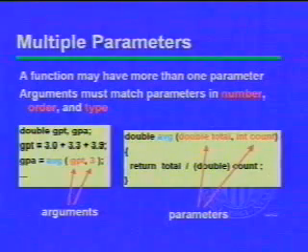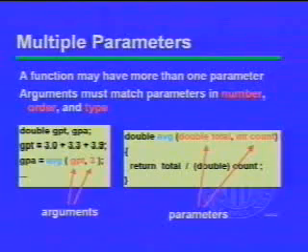Let's look at this example. On the right, we see a function named average. How many parameters does it take? 2. So when I call it, left-hand side, how many parameters must there be exactly? There must be 2.